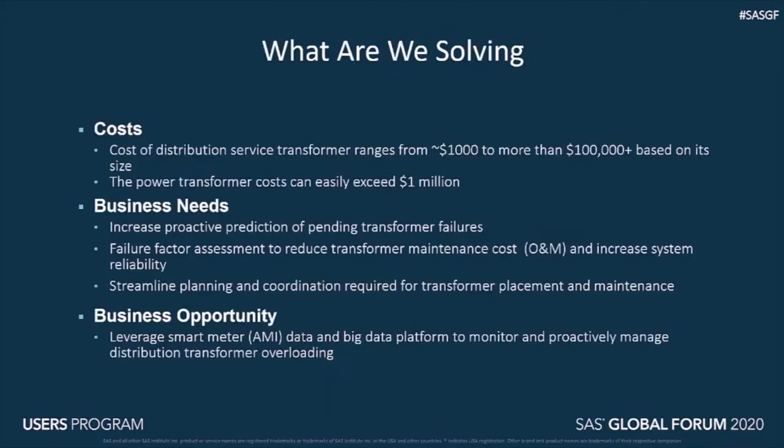The reason why we chose these transformers is because there are costs associated with these when they go out. The distribution transformer can range from $1,000 to several $100,000, depending on the size. The increased proactivity of predicting these transformer failures can help reduce the cost of O&M and increase the system reliability, basically make those indexes that we're assessing much better.